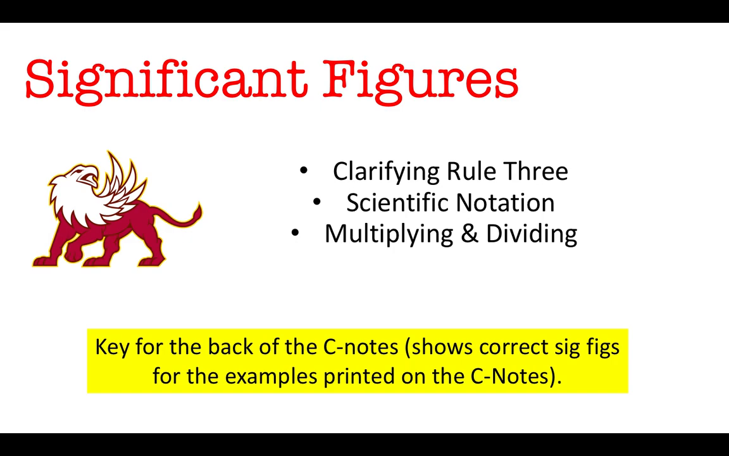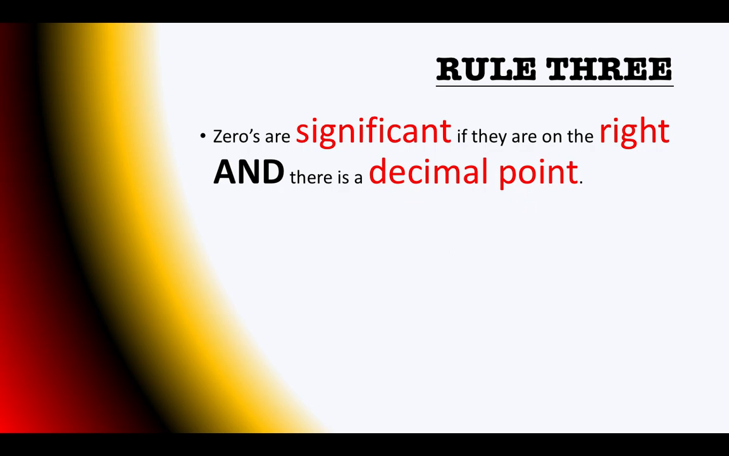So rule number 3. Recall that rule number 3 says that zeros are significant if they're on the right of the number and there is a decimal point. Let's go through a couple of examples. This would be an example of a value with 3 significant figures. There are 2 zeros in this separated by a decimal point. The first 0 counts because of another rule, but the 0 that's on the far right counts because of rule number 3. So this has 3 significant figures.